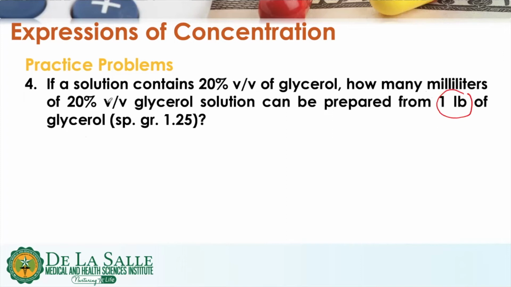And because we are given the percentage strength of glycerol in terms of volume in volume, we will need to convert this mass unit into a volume unit using the specific gravity of glycerol. So remember that 1 pound is equivalent to 454.54 grams, or simply 454 grams.